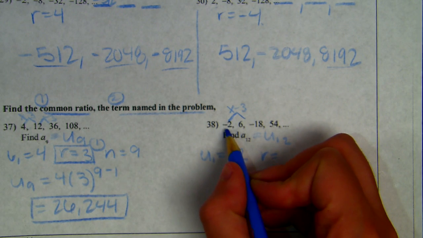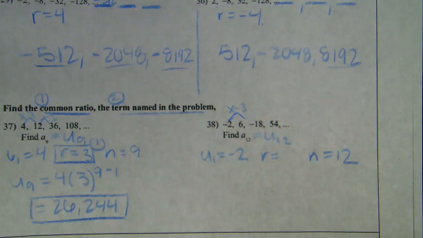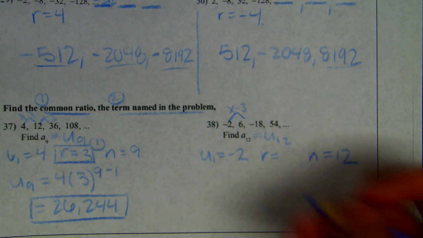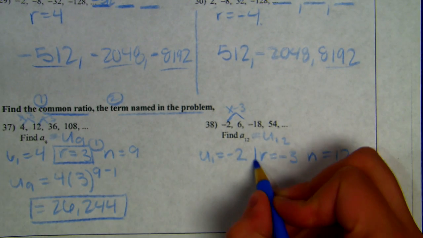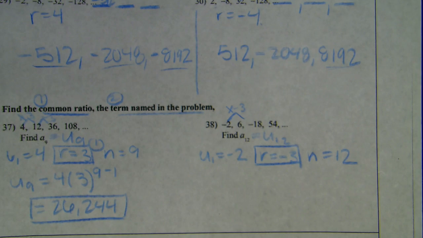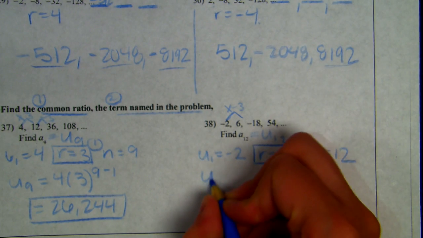And my common ratio, if I'm looking at this, I see that it's going to be times negative 3. I know it's going to be times a negative because the sign keeps switching, and then 6 divided by a negative 2 is a negative 3 as well. So my common ratio is negative 3. I'm going to box that because that's the first thing they ask me. Once again, I'm solving for the 12th term.